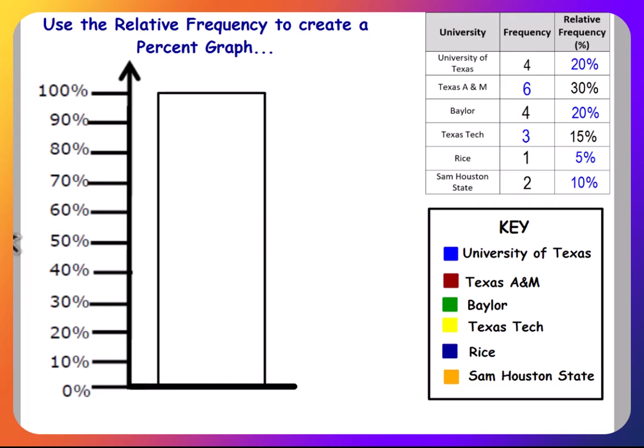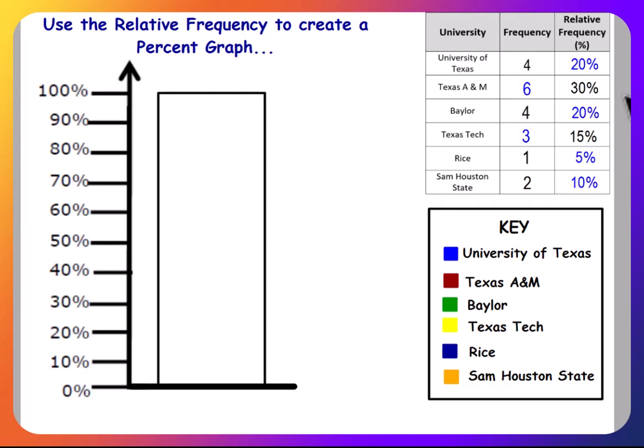Okay, we're going to use relative frequency tables to create percent graphs, percent bar graphs. If you look at the graph on the left side, it has the percents listed. It goes from 0%, 10%, 20%, all the way up to 100%, so the intervals go by 10%. We're talking about the number of students who attended these universities. The University of Texas, 4 students, which is 20%. Texas A&M, 6 students, which is 30%.